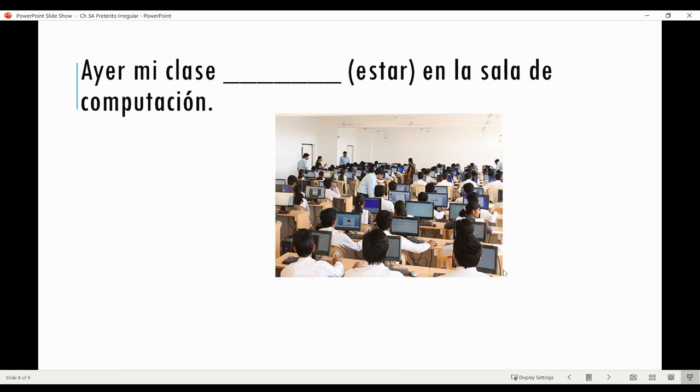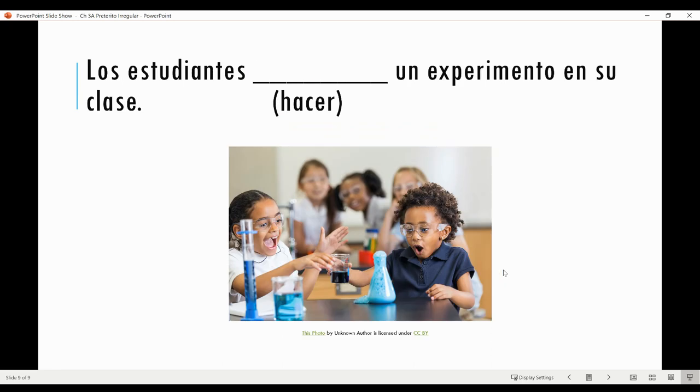Ayer mi clase estuvo en la sala de computación. So how would you conjugate it? Yesterday, my class was in the computer lab. Estuvo. And here, los estudiantes hicieron un experimento en su clase. How would you conjugate it? Hicieron, right? So the students made an experiment in their class.